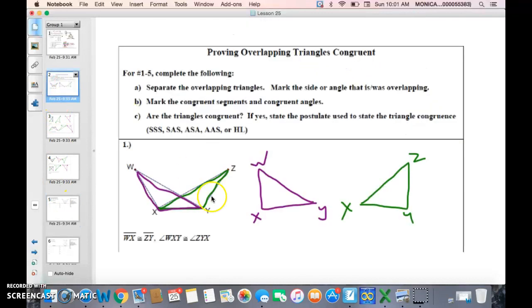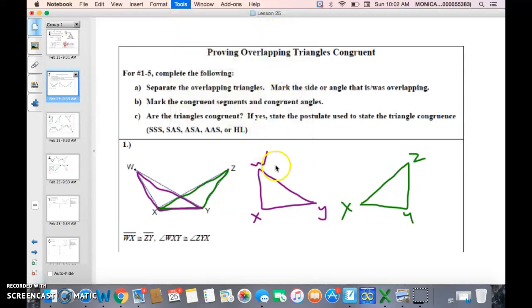this example here. Sorry, we're going to try some more of these. So proving overlapping triangles are congruent, once again, the first step is we're going to separate the overlapping triangles, which you can see I've done here. Again, it's much easier if you trace it in the different colors first and then pull it out. And then it says, are the triangles congruent? If so, state the postulate used to state the triangles congruent. So we've learned 5 postulates: side, side, side, side, angle, side, angle, angle, angle, angle, side, or HL. So you're going to choose one of these to prove that they're congruent.